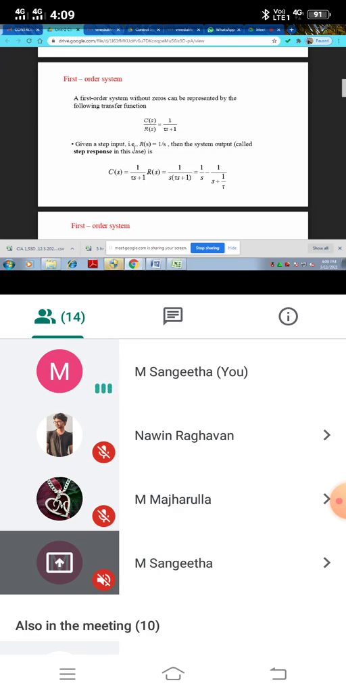Next, R of S equal to 1 by S. Why I put step here: if the first order system is given a step input or reference input, the system is going to have R of S equal to 1 by S. So you just recollect or rearrange those sentences. So C of S equal to 1 by tau S plus 1 times R of S, so you just replace this R of S with 1 by S.